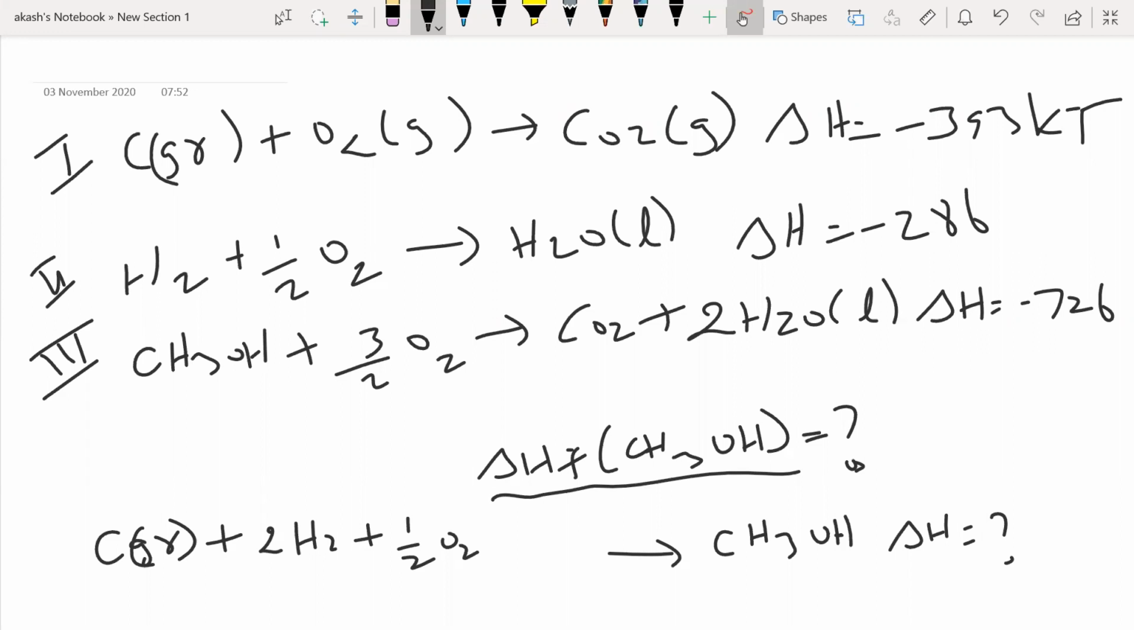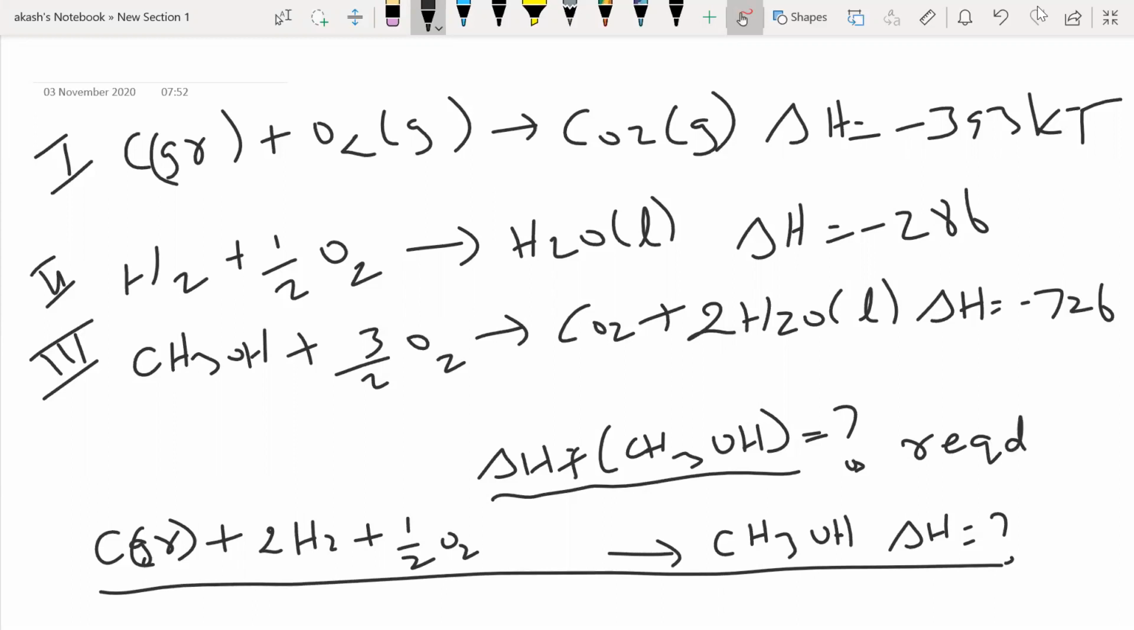Again, I repeat: when you add or subtract two equations, the enthalpy values also should be added or subtracted. Second, whenever you multiply the equation throughout by a factor, that factor should also be multiplied with the enthalpy. And lastly, when you reverse the reaction, the enthalpy value is also reversed; the opposite sign should come. That's it, right? So what we are trying to do here is get this equation. This is my required equation.